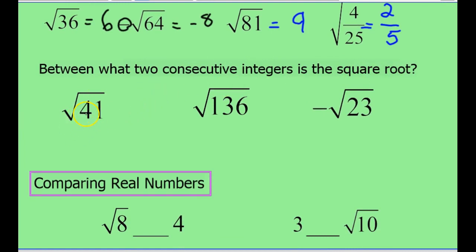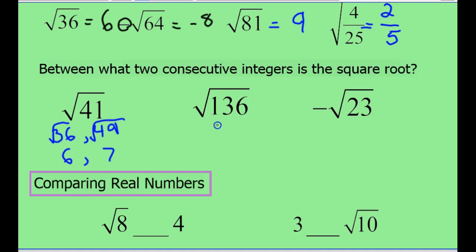Well, we know that the perfect square below this is going to be 36, and we know the perfect square above it is going to be 49. So the square root of 36 is 6, and the square root of 49 is 7. So the square root of 41 is somewhere between 6 and 7.